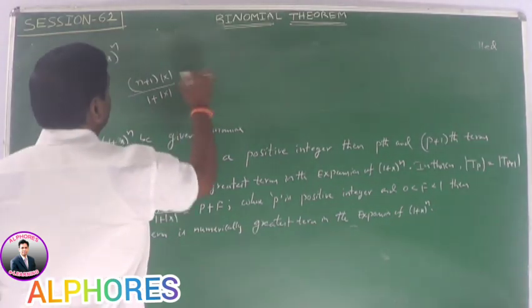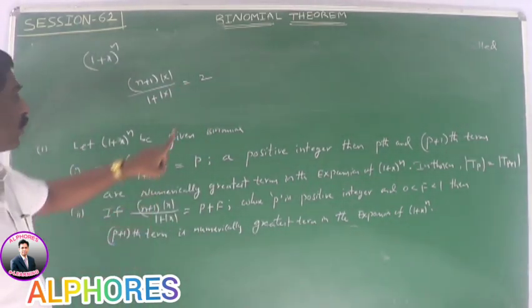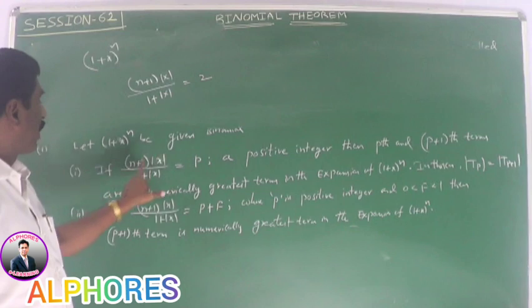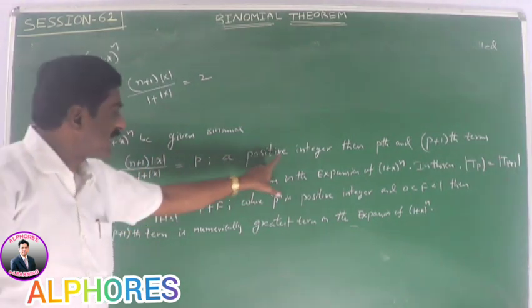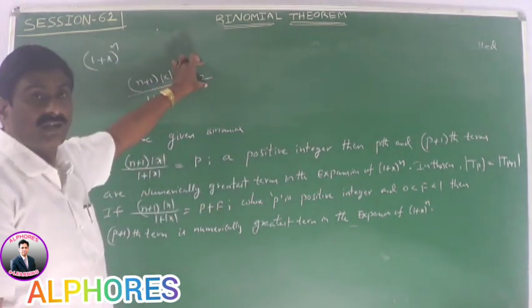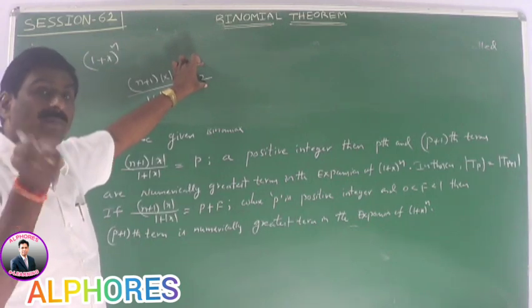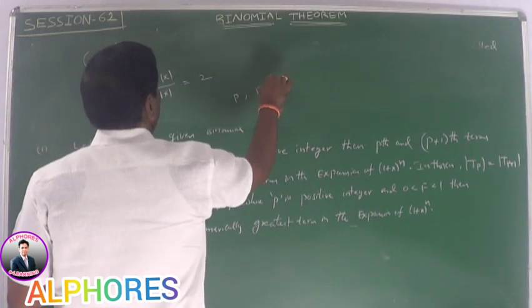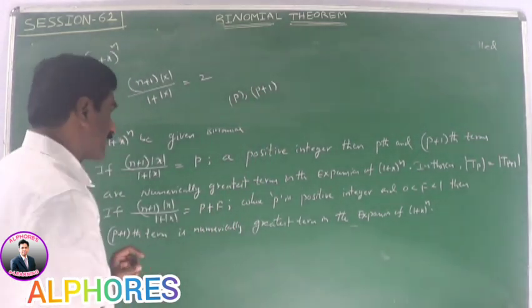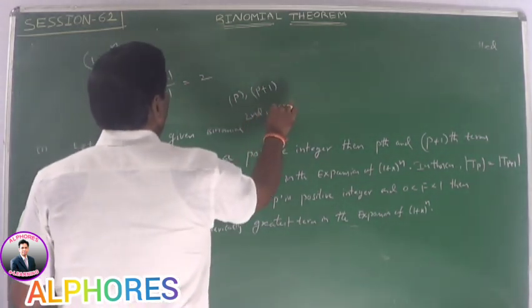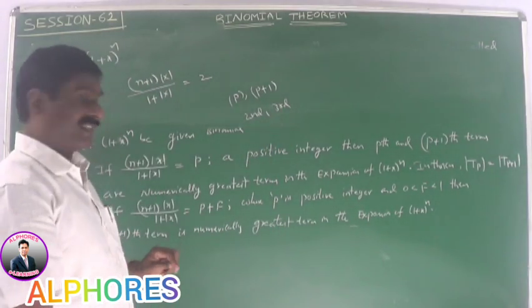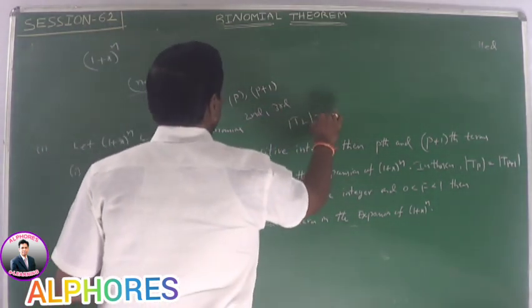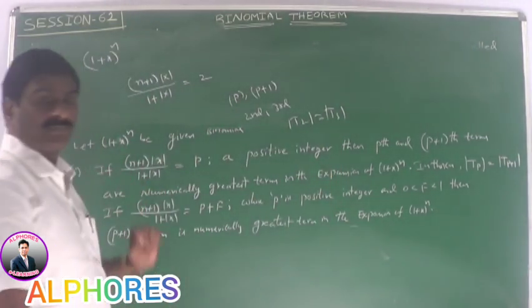Suppose this value is 2. 2 means it is an integer. (n + 1)|x| / (1 + |x|) is equal to p, where p is an integer. If p is an integer, then we get how many terms? We get 2 terms. The p and (p + 1) terms are numerically greatest terms. That means the second and third terms are numerically greatest terms. In this case, |T2| is equal to |T3|.